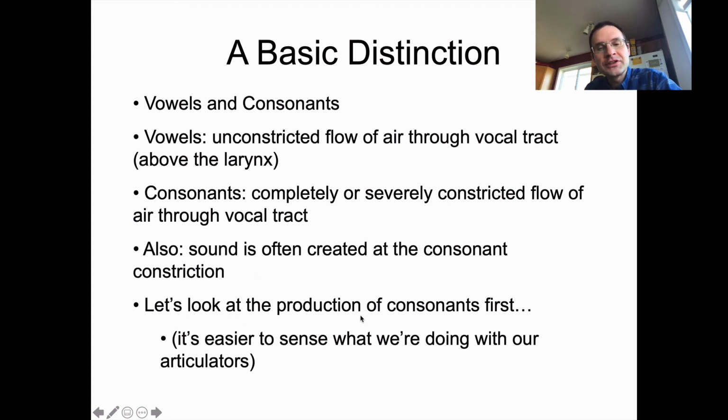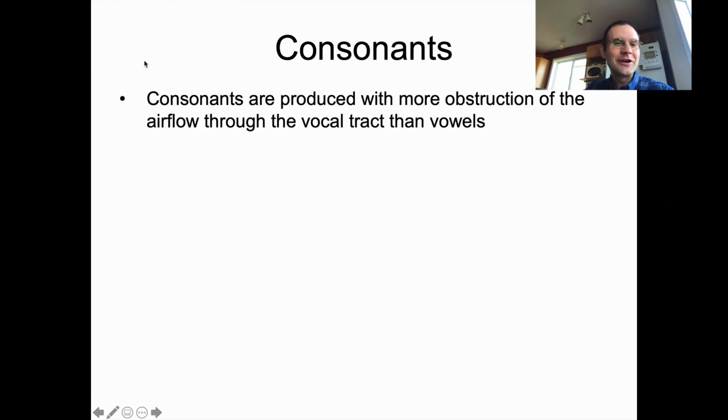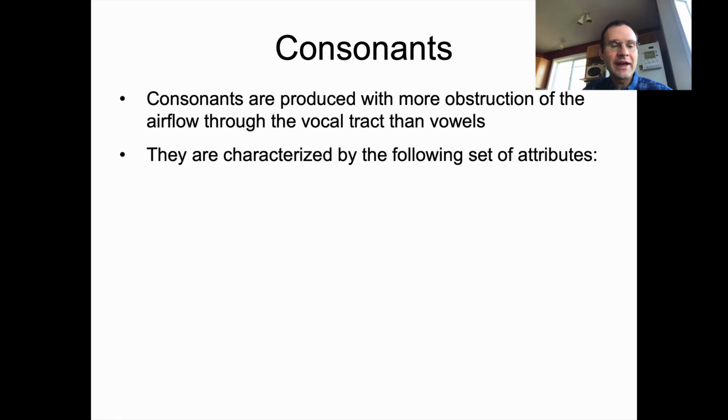We're going to look at the production of consonants first. We're going to look at the mechanisms involved with that, because it's easier to get a sense of what you're doing with your articulators when you produce a consonant. Usually there's some sort of contact that gets made where you can sense what's happening with your tongue or with your lips or what have you. Vowels are a little more loosey-goosey because you're not really making contact with anything, but we'll figure that out as well. Okay, consonants first. So consonants are produced with more obstruction of the airflow through the vocal tract than vowels.